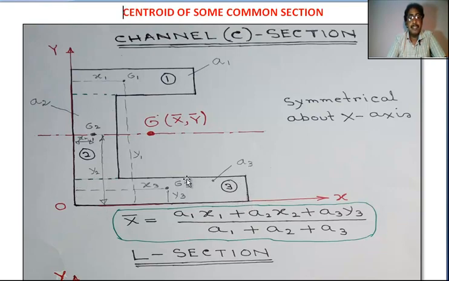This area, number 3 area, CG is G3. Distance of centroid or CG, centroid G3 from y-axis is x3. Distance of G3 from x-axis is y3.